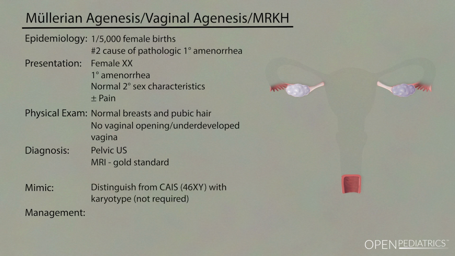It is important to distinguish this from complete androgen insensitivity syndrome, which also presents with primary amenorrhea and absence of a functional vagina. In complete androgen insensitivity syndrome, pubic and axillary hair are scant or absent. In MRKH, a karyotype could be obtained to confirm 46XX, as a patient with complete androgen insensitivity syndrome would be 46XY, though this is not required. Renal ultrasound, spine radiographs, and auditory testing should be performed given the associated anomalies.